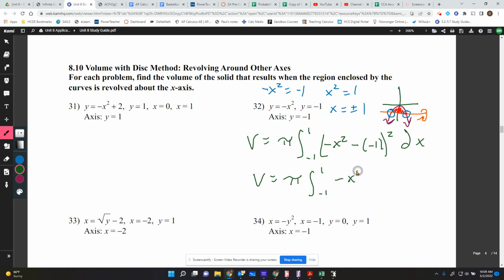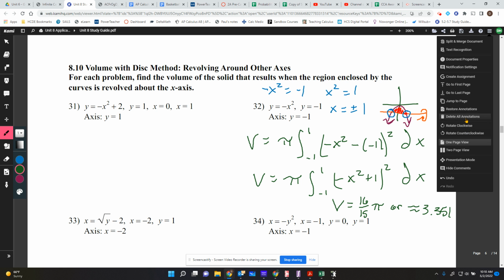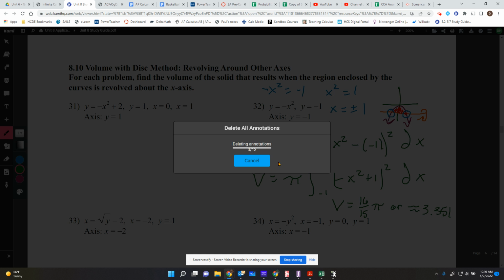So we get the integral of negative x squared plus 1, squared, dx. And you can put that in the calculator. Again, make sure you put the extra sub parentheses. It might work if you don't, but it's a good habit to get into. And we'll get the volume equals 16/15 pi, or about 3.351. So those are revolved around, well, not around the x-axis, around a line parallel to the x-axis.